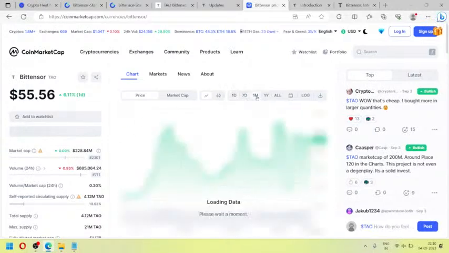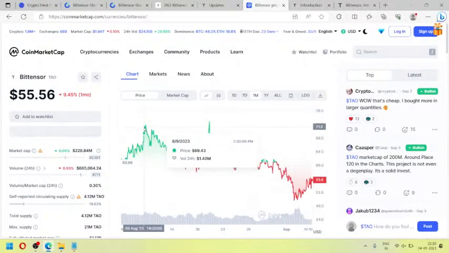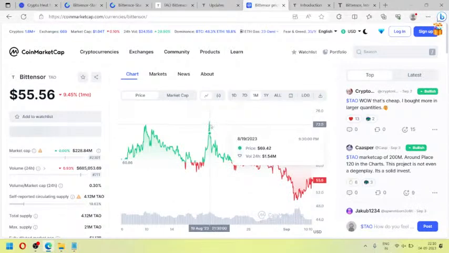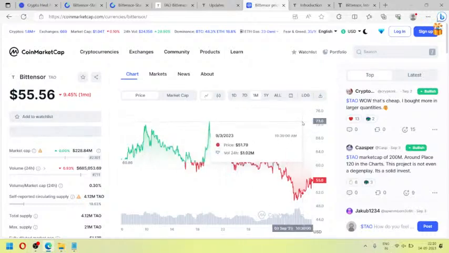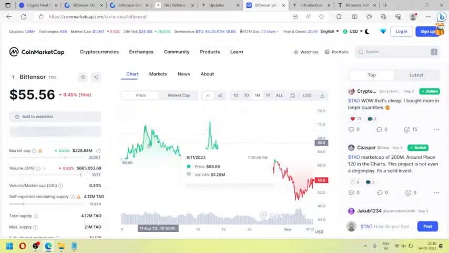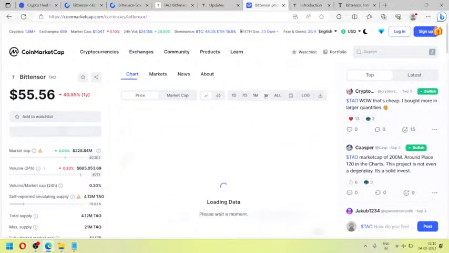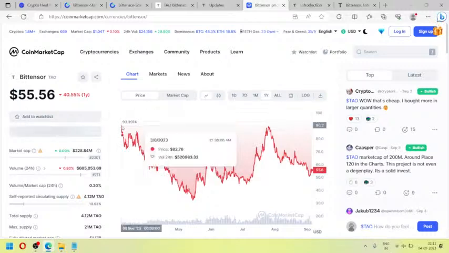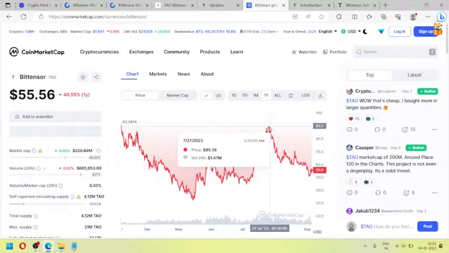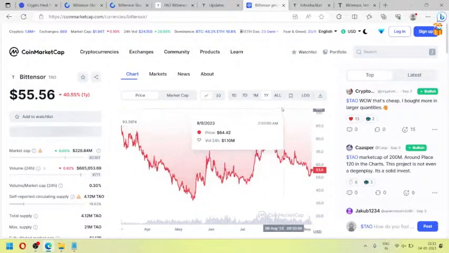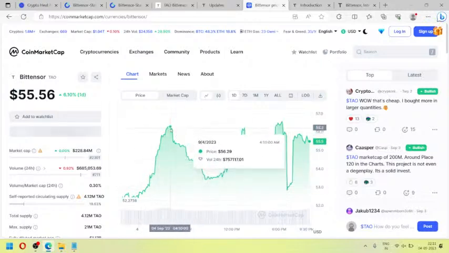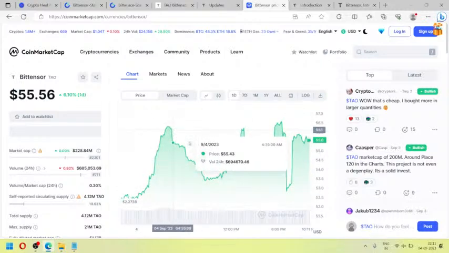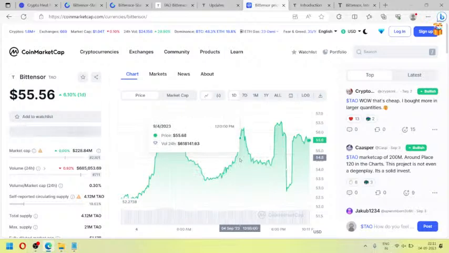If you see the 1 month chart, this is the monthly chart. Bittensor is almost 70 USDT. Also they reached almost 69, like 73. You can see here 72, 73 USDT. They reached from here. If you see yearly, they reached up to 85 to 93 USDT also. And this is the daily chart. In daily, you can see 52 or 50 USDT is normal for Bittensor.